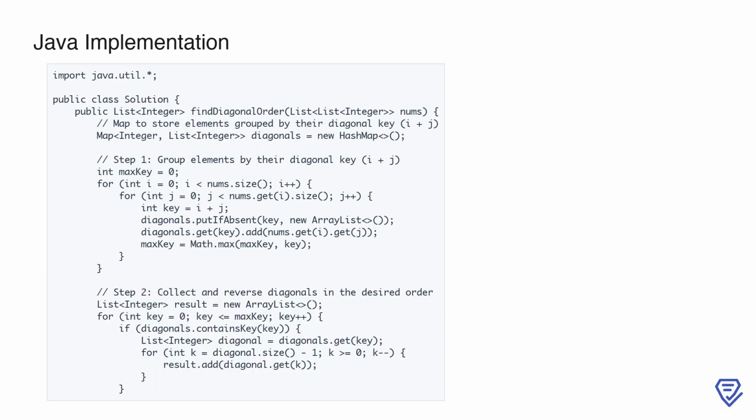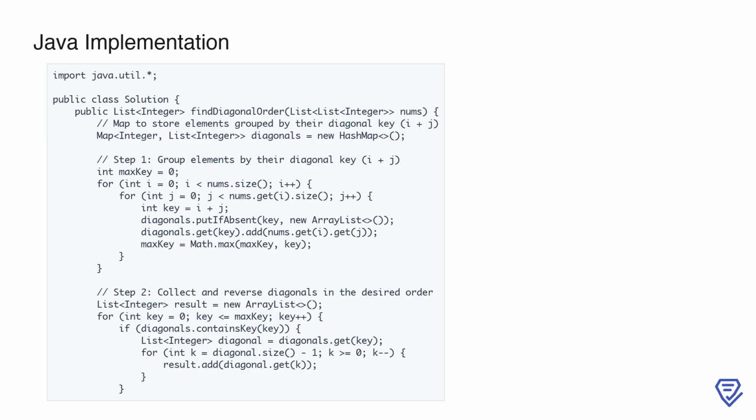Here, we start by importing the necessary packages and defining our solution class. The method findDiagonalOrder takes a list of lists of integers as input and returns a single list of integers representing the diagonal traversal. First, we use a hash map to group the elements by their diagonal keys, which are calculated as the sum of their row and column indices, i.e., i plus j. This allows us to efficiently group elements that belong to the same diagonal.